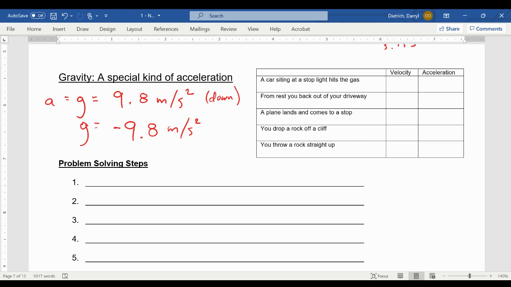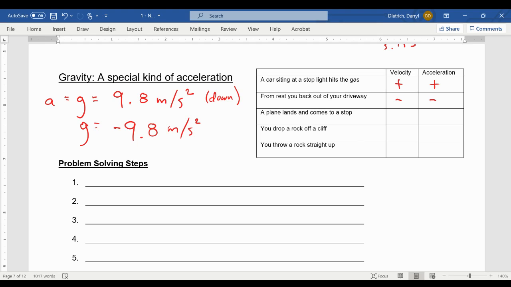So if a car sitting at a stoplight hits the gas, well, this velocity, we're going to assume that it's moving in the positive direction. So if it's moving in the positive direction, it will have positive velocity. And if something is speeding up, its velocity will be increasing. Okay, so that thing will be getting faster. Okay, so next, if from rest you back out of your driveway, you slam that gas, you're going to speed up in the negative direction.